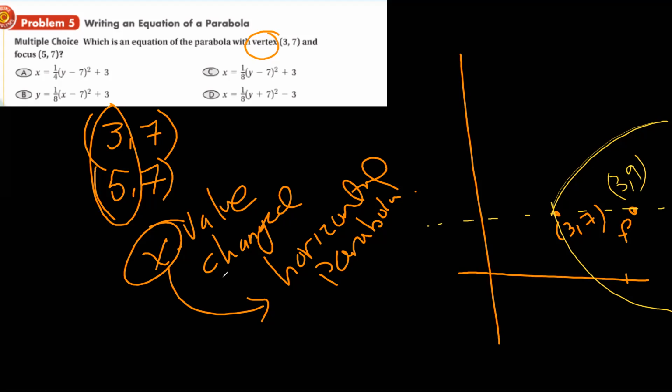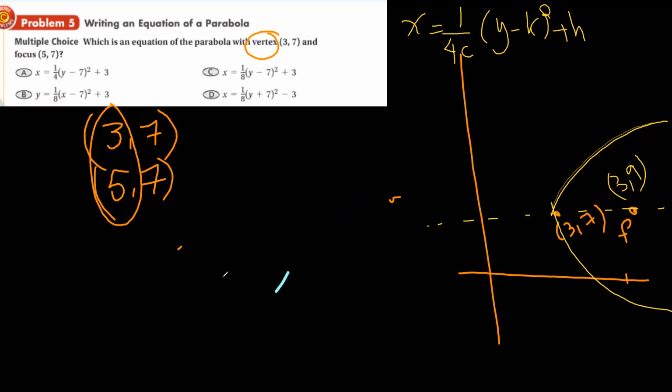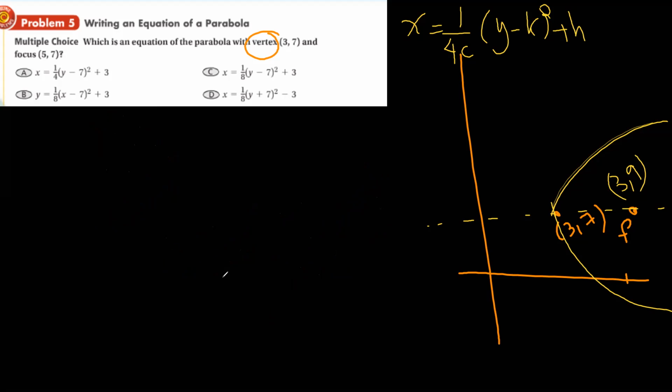What's the equation of the horizontal? It was x equal 1 over 4c, y minus k squared plus h. So I need k, I need h, and I need c. Now x equal 1 over 4c. I don't know c. I know that y minus, what is the value of k? Look at the vertex. Here we have h and here we have k. So what is the value? It is 7. So y minus 7 squared plus h, which is 3.